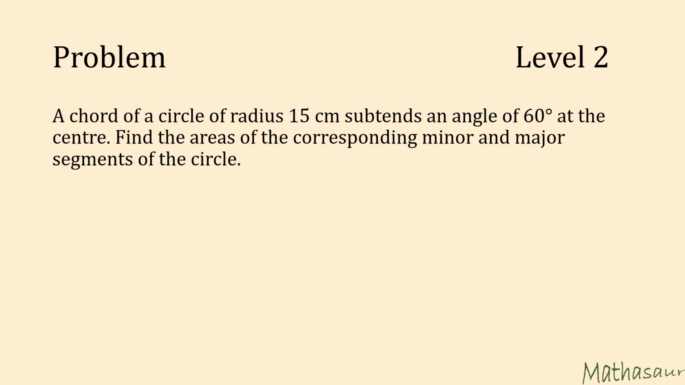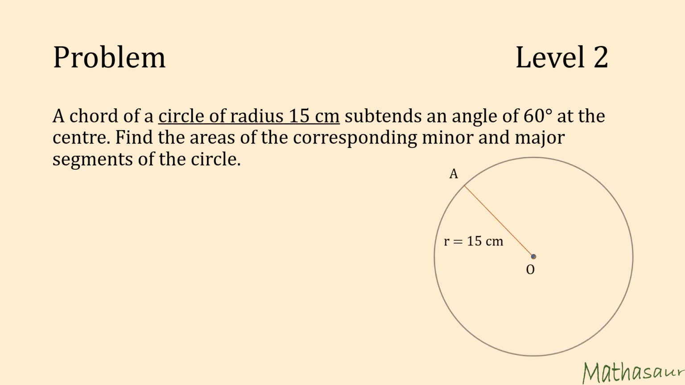A chord of a circle of radius 15 centimeters subtends an angle of 60 degrees at the center. Find the areas of the corresponding minor and major segments of the circle. So we have a circle of radius 15 centimeters. Let us draw the radius OA. And this chord subtends an angle of 60 degrees. So let us take another point B. So we know that angle AOB is equal to 60 degrees.